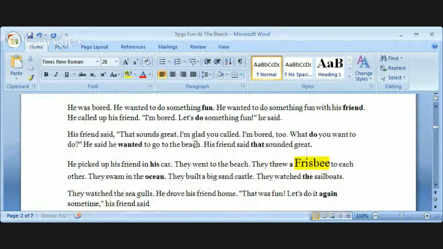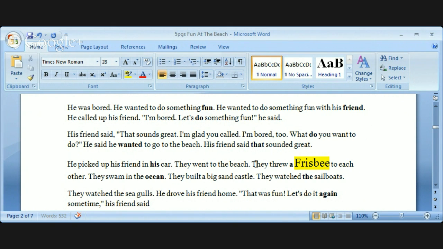He was bored. He wanted to do something fun. He wanted to do something fun with his friend. He called up his friend. I'm bored. Let's do something fun, he said. His friend said, that sounds great. I'm glad you called. I'm bored too. What do you want to do? He said he wanted to go to the bridge.